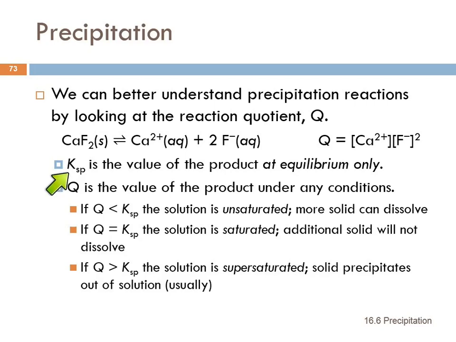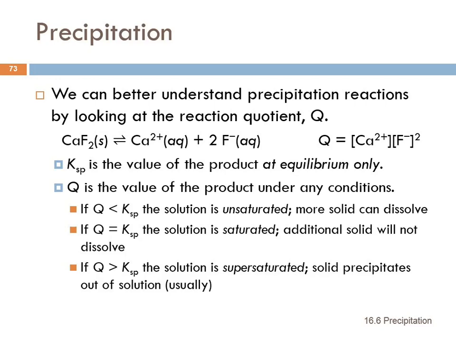That looks a lot like the KSP. But KSP is the value of that product at equilibrium only. Q is the value of the product, and here the word product is the math term. The product of this times this. It's not that this is a product and that is a product. This quantity here is Q under any conditions. So it doesn't have to have come to equilibrium. The way we calculate it is exactly the same. The difference is, are we using numbers that are at equilibrium or not?